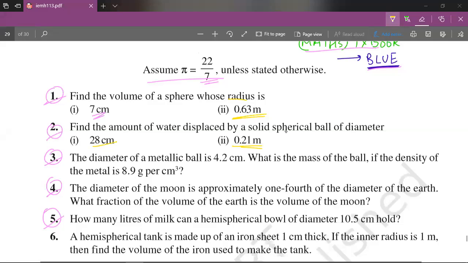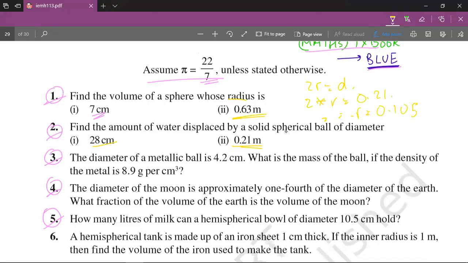2r is equal to d. 2 into r is equal to 0.21. So therefore r is equal to 0.21 divided by 2, which is equal to 0.105. 0.105, and we'll add our most important part, which is meters. Okay. So r is equal to 0.105 meters, and with the help of r we'll be solving our volume of a solid sphere. I'll clear this all. Hope you have noted it down. And this is the second part of the second question.